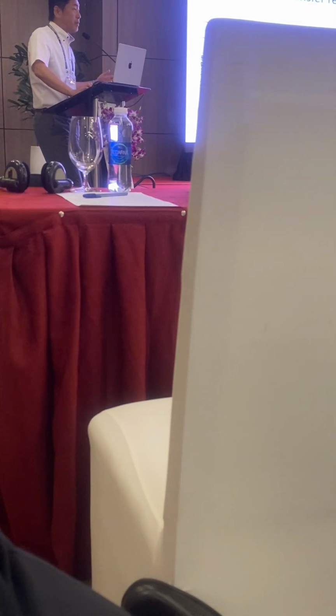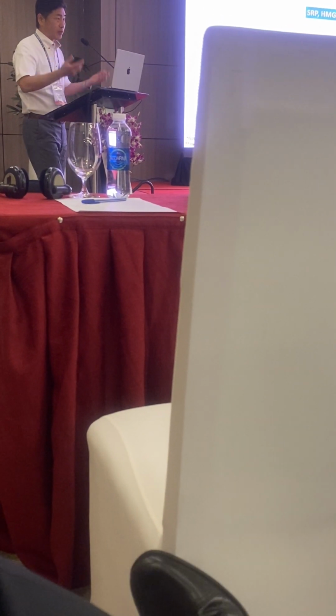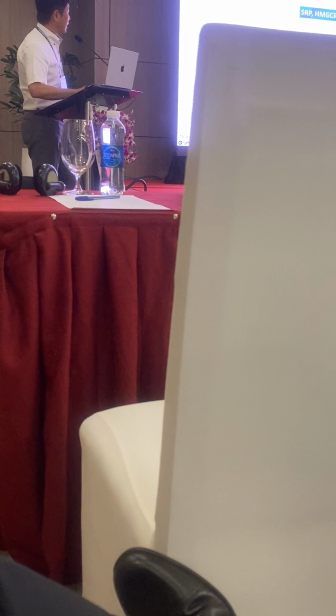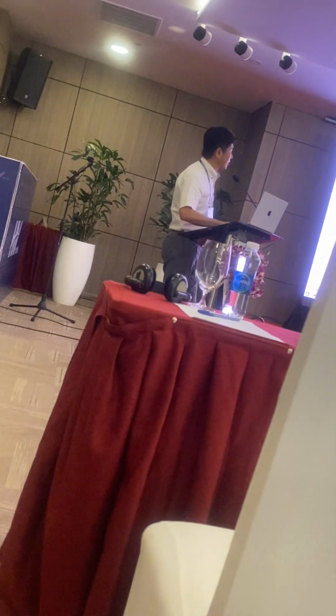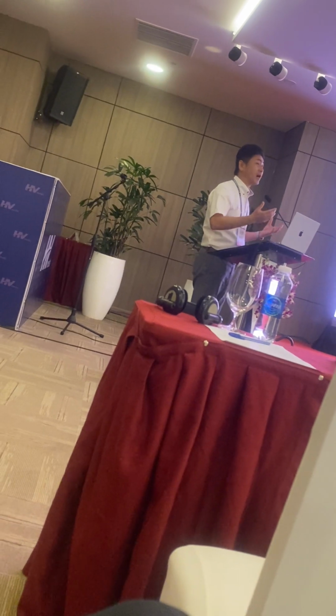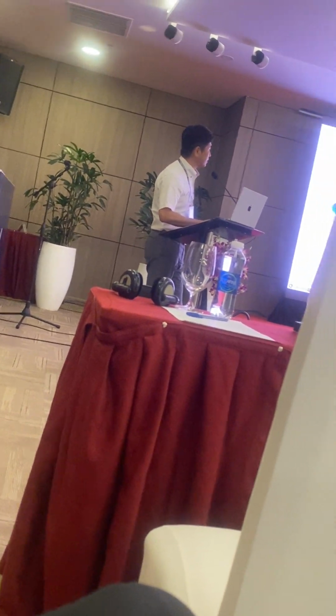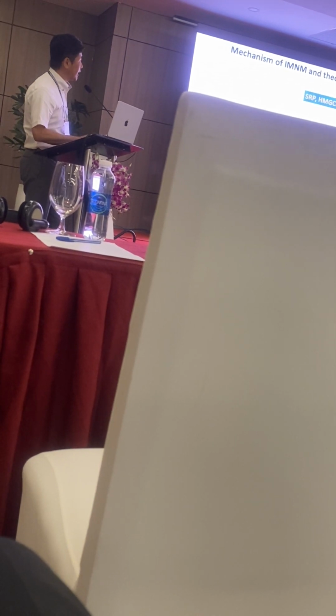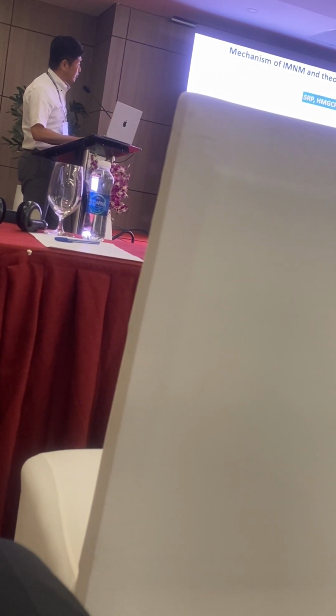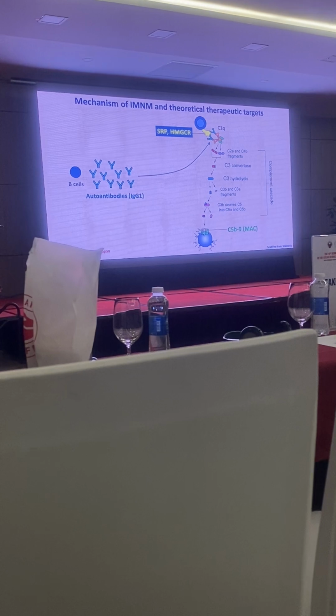If you understand the mechanism, now you can think about therapy. They also show that the SRP or HMGCR antigen is expressed in the myofiber membrane, on the surface of the myofiber. So this is recognized by autoantibodies like this, and this autoantibody and antigen complex recruits C1q, following the cascade of the complement activation pathway. Then finally C5b9, the membrane attack complex, is formed onto the myofiber membrane, and this makes a hole, and that's why myofibers necrotize.